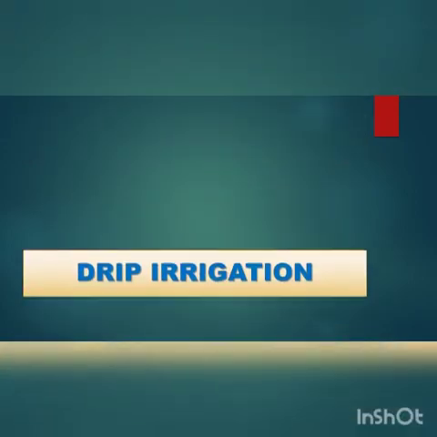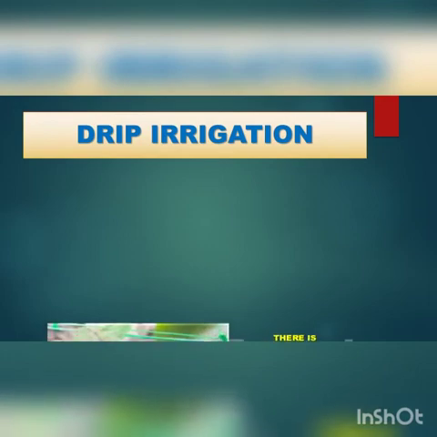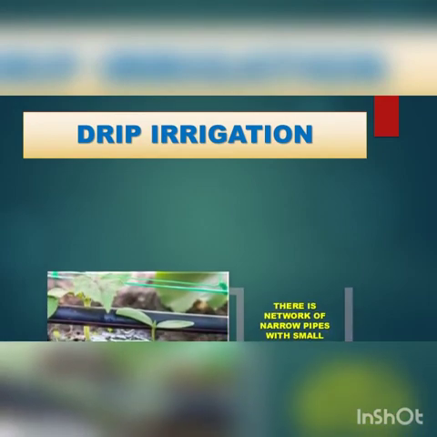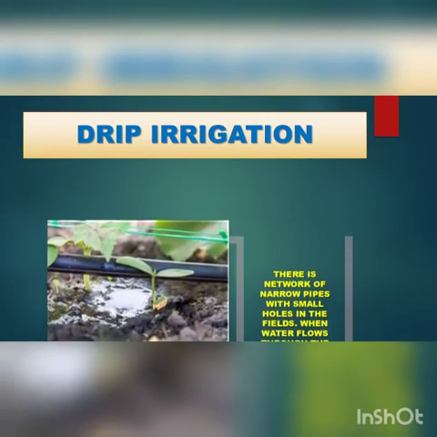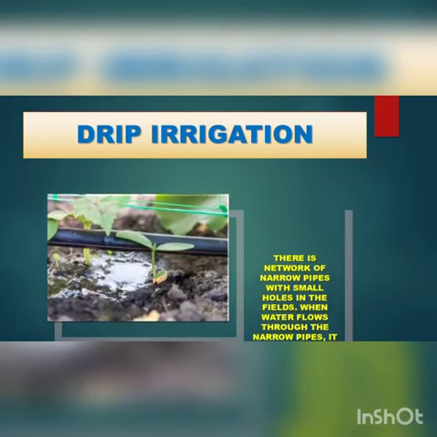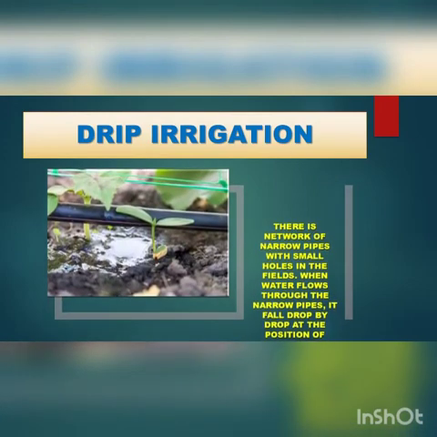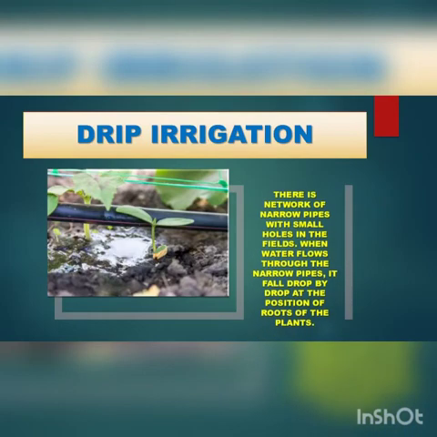Now, our next and last method of soil conservation is drip irrigation. There is a network of narrow pipes with small holes in the fields. When water flows through the narrow pipes, it falls drop by drop at the position of the roots of the plants.